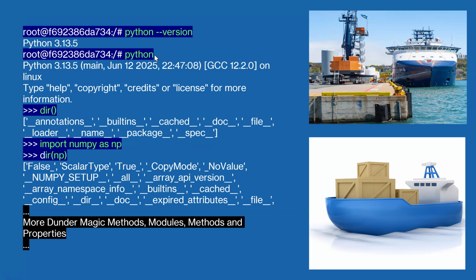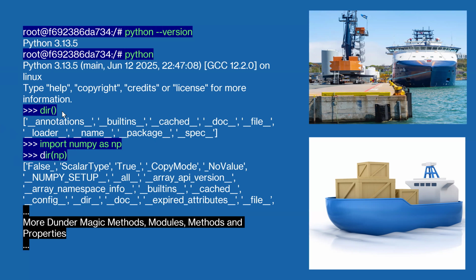If you type in python itself, you are going to get the Python interpreter, 3.13.5. This is the IDLE page. Then you get this prompt, and if you type in the dir() function, it shows all the objects and classes, the double underscore methods, properties, attributes, and magic methods. They will be listed in this.